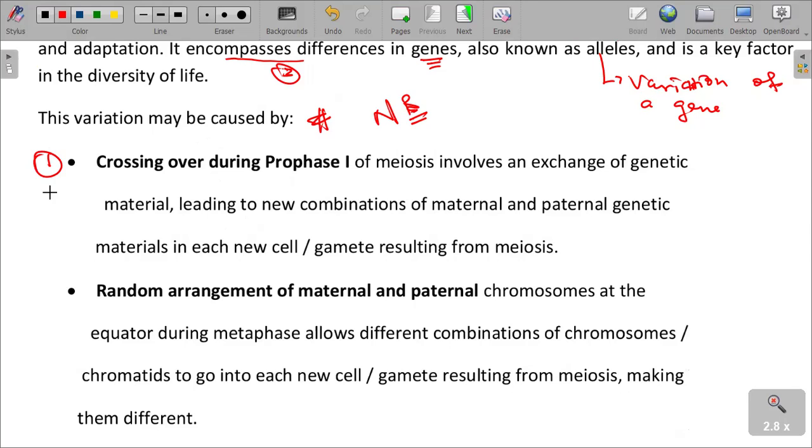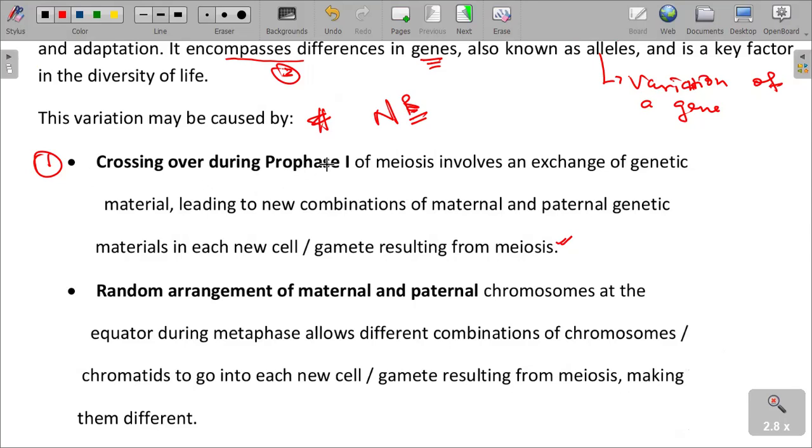Crossing over is the exchange of genetic segments between homologous chromosomes. So actually, it leads to new combinations of the parental genetic material from both the mother and the father. So new gametes result from what? From meiosis. So meiosis provides a foundation. It causes genetic variation because of crossing over that takes place during prophase one.